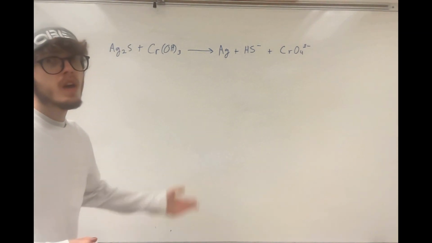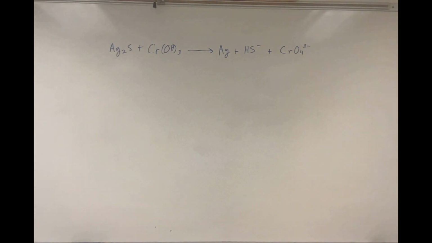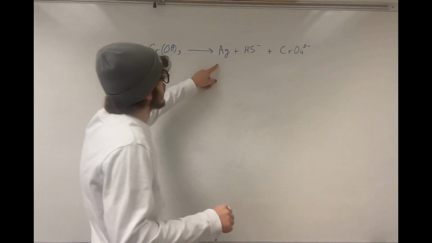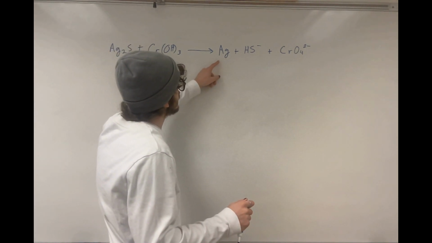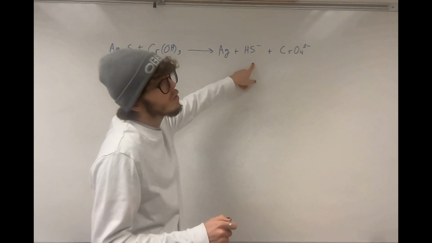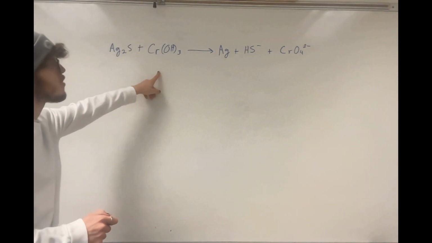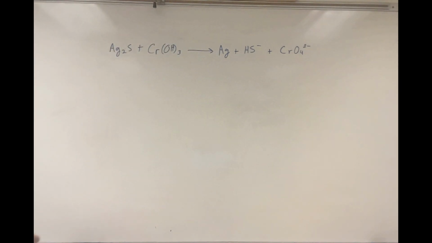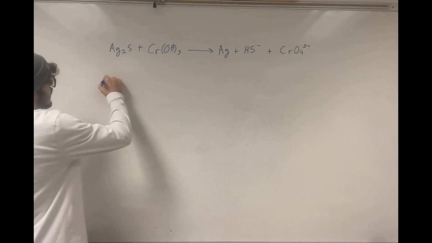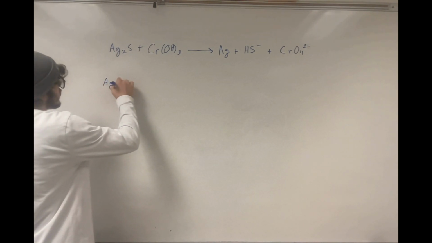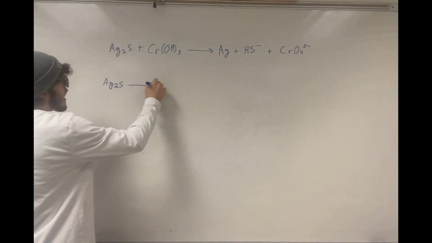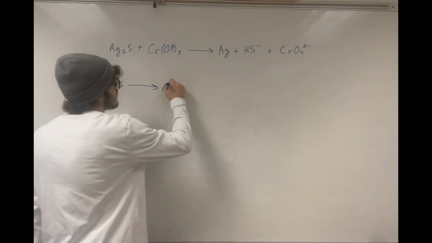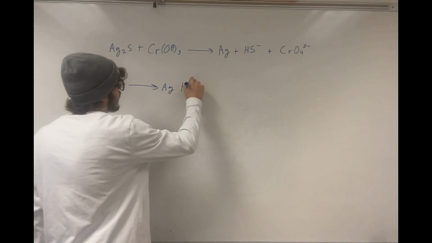In this case, silver sulfide reacts to make silver solid and hydrogen sulfide. Okay, but chromium hydroxide is going to make this compound here, chromium tetroxide. So knowing this, we can make 2 half reactions. So our first half reaction will consist of our silver sulfide reacting to make silver and hydrogen sulfide.